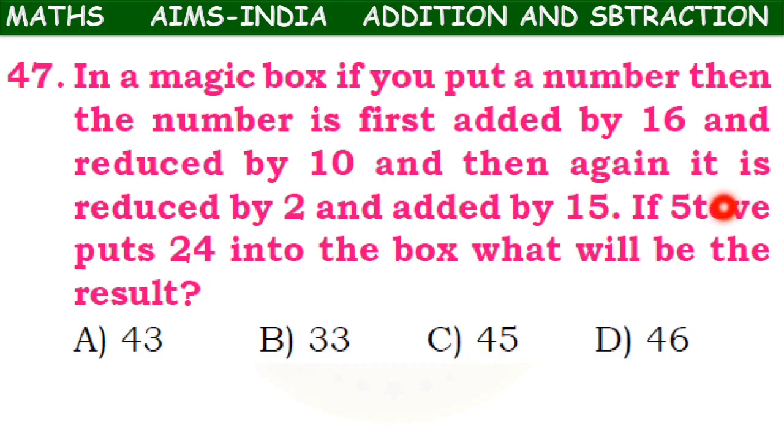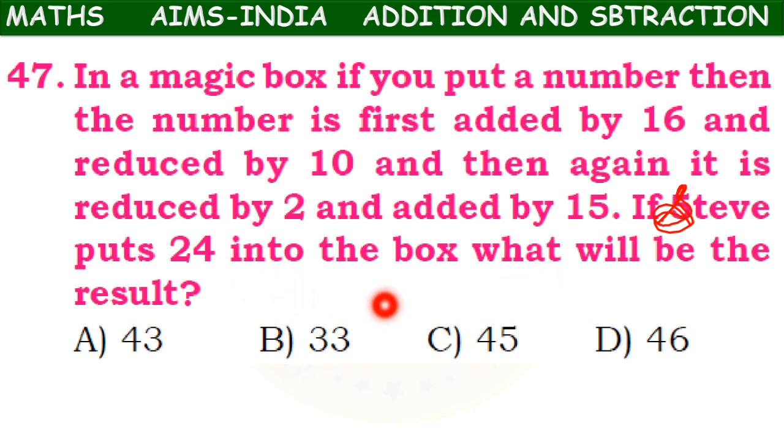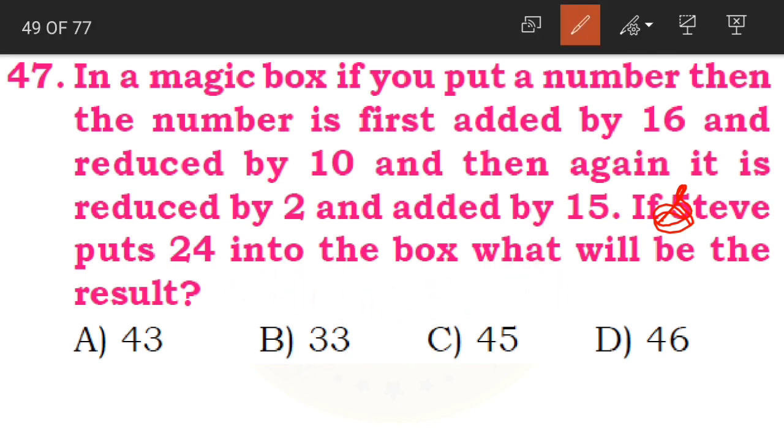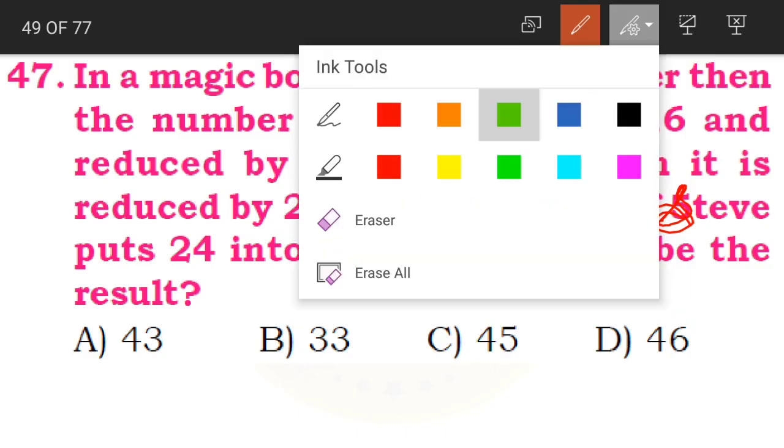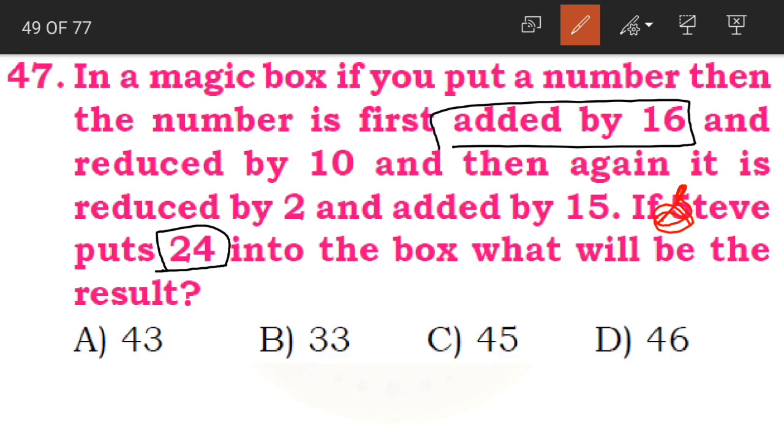Coming to question number 47. In a magic box, if you put a number, then the number is first added by 16 and reduced by 10, and then again it is reduced by 2 and added by 15. If Steve, it is not S5, it is Steve, puts 24 into the box, what will be the result? Yes children, we should simply follow the steps here. What is our main given number? 24. First what should you do? Add 16. 24 plus 16.